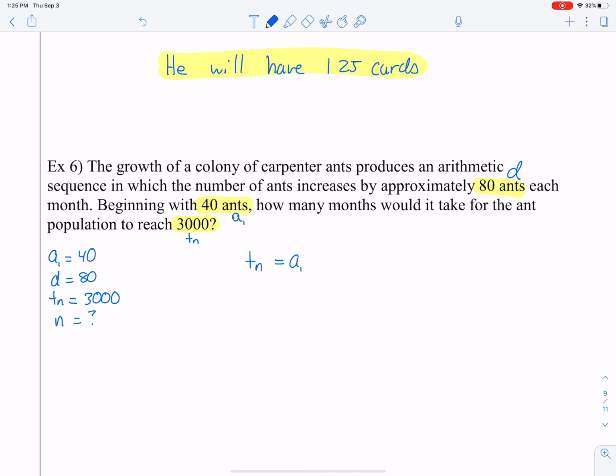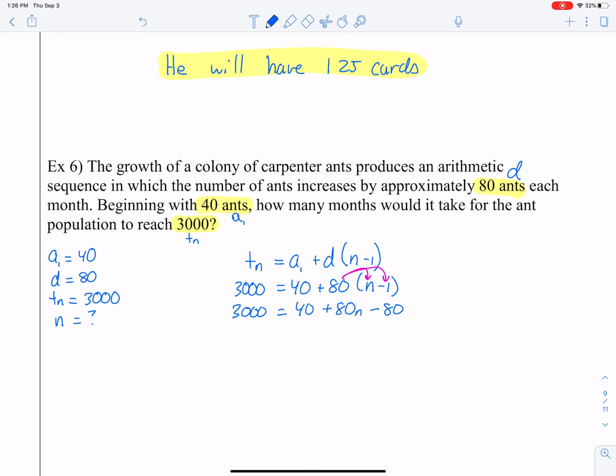So we'll set up our equation. TN is equal to A1 plus D(N minus 1). Our TN here is 3,000. Our A1 is 40. We have 80 for our D, and then N minus 1. So we'll start off getting rid of our brackets, multiplying 80 to both these numbers. So then we get plus 80N minus 80.